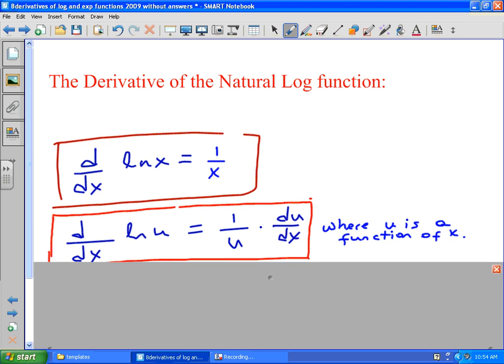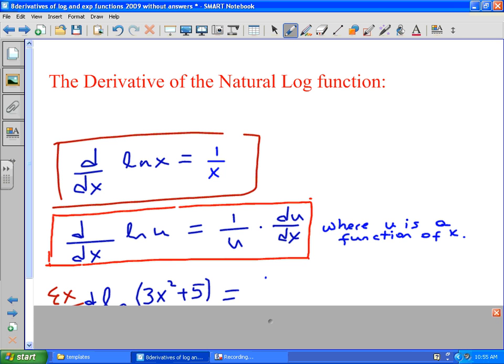All right. What if it's u? So u is a function of x. What is the derivative of ln of u? As you might imagine, the chain rule kicks in. So it turns out to be 1 over u times u prime. And we're going to do a few examples about this one as well. So to differentiate ln x, it's just 1 over x. If you have anything but x, like x squared plus 5, then you have to do 1 over that times the derivative of the inside.